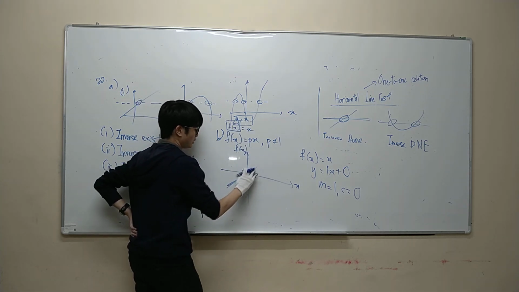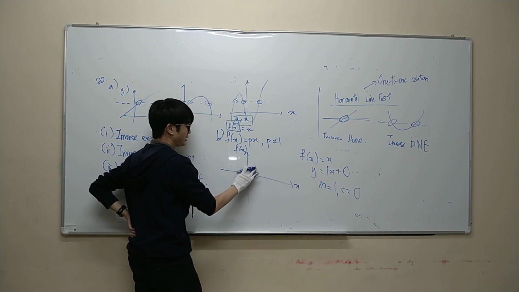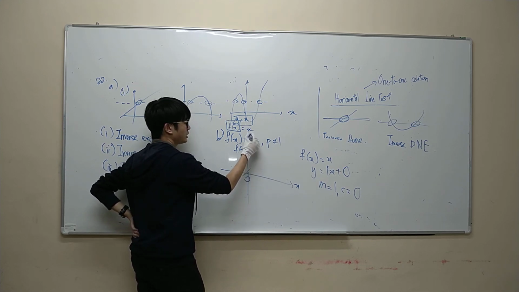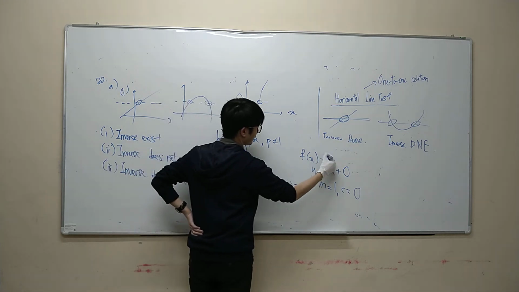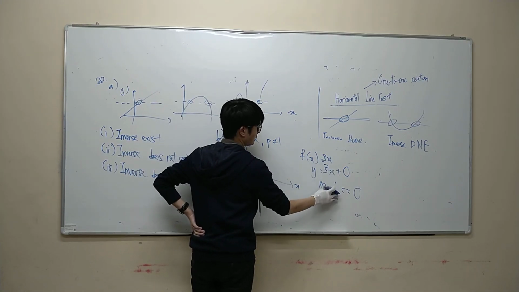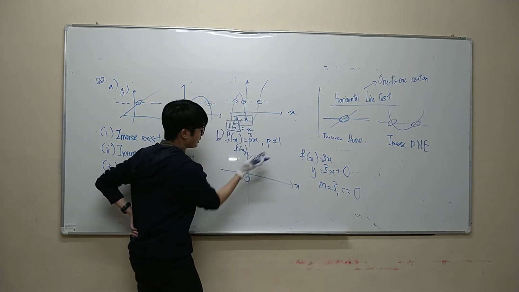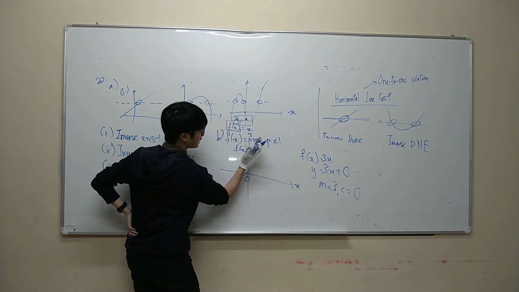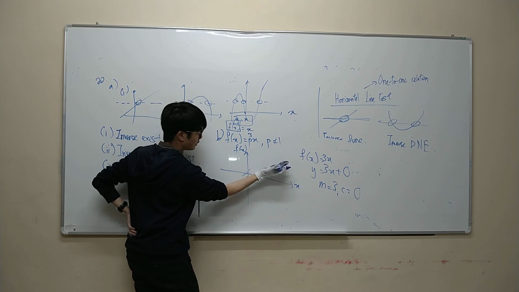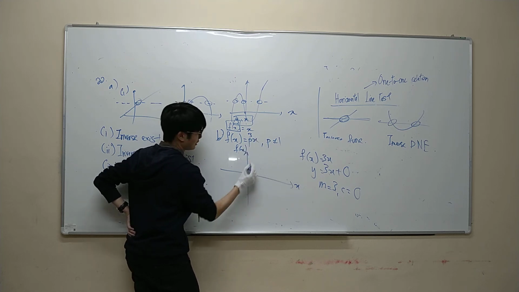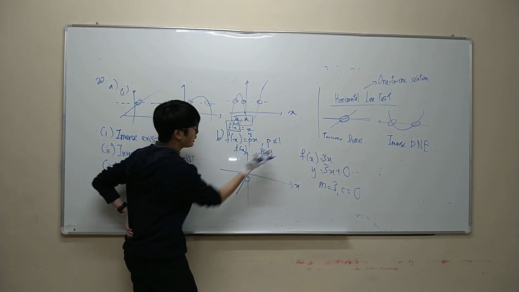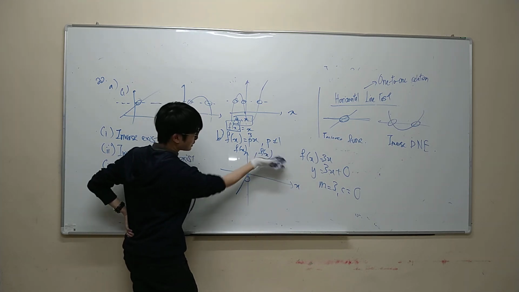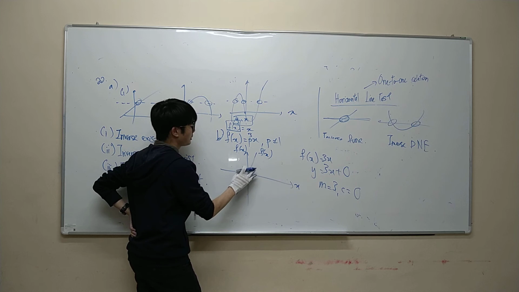So it cannot be this line. Let's try using 3. If I change this to 3, what is the gradient? 3. But the y-intercept is still 0. When the gradient increases, it will be steeper, more slanted. So it will be like here. For example, f(x). You don't have to measure with a protractor, no need. Just draw.